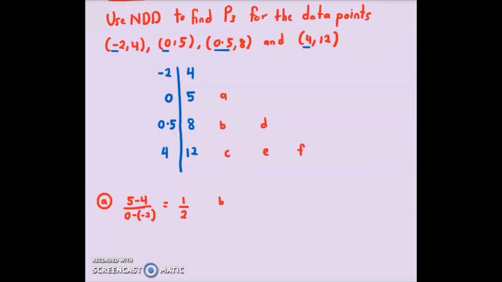Now B will be 8 minus 5 divided by 0.5 minus 0. So 3 divided by 0.5 is 3 over half. 0.5 is half, so that gives you 6. Okay, now C.